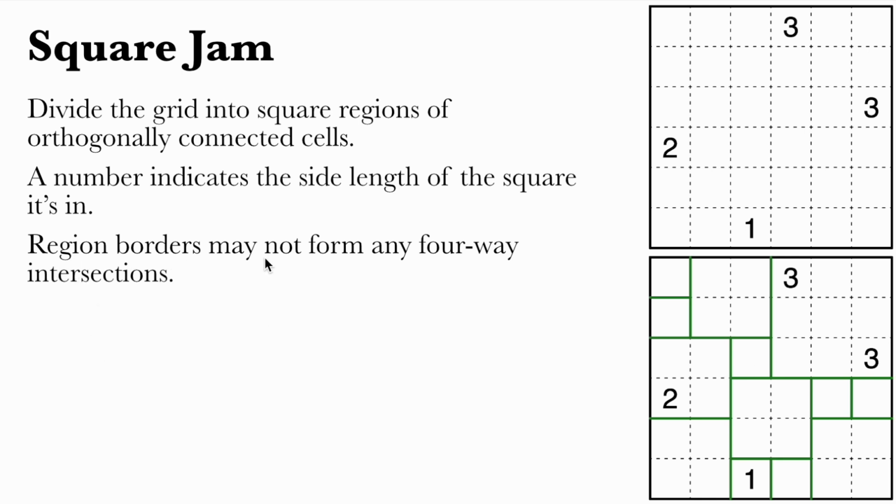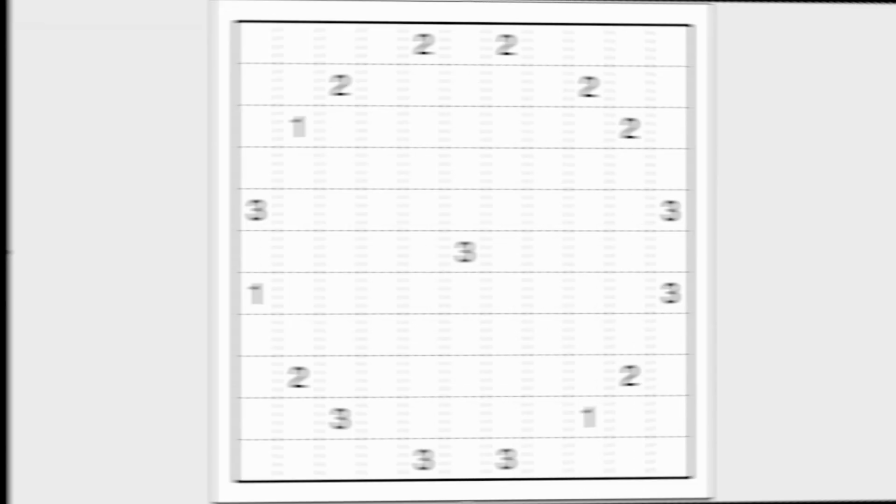And region borders may not form any four-way intersections. So as soon as we have any of these points in the grid that have 3 edges touching them, they will not have a 4th edge. Those are all of the rules of Square Jam, so it's time to solve a puzzle. Today's square jam was set by Shye.